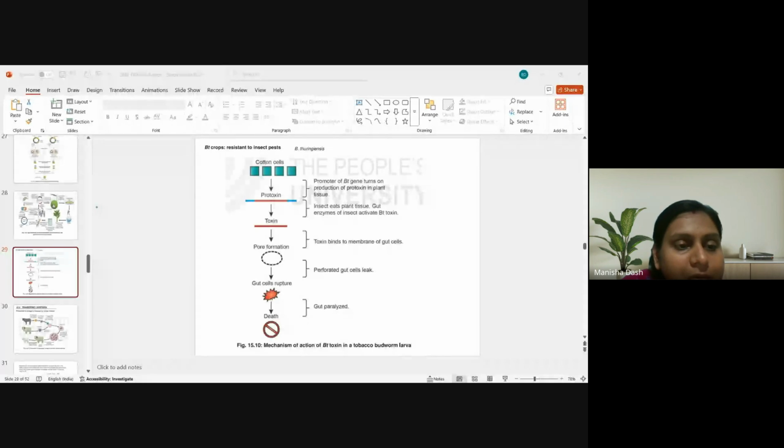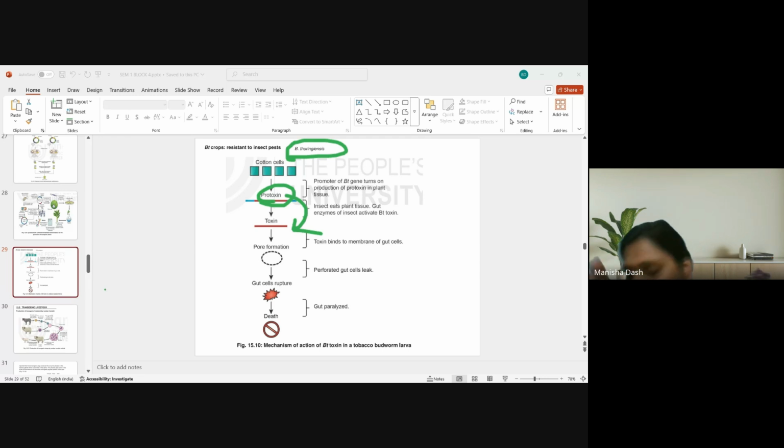So this is the cotton plant that is resistant to the insect pest. So these are the cotton cells. It will produce a protoxin. The protoxin is cleaved and converted into a toxin, where this toxin can create pores in the gut. Gut means the intestine or the digestive tract of the insect, and the insect will die. So that is how the plant will attain resistance against the pathogen. Okay.